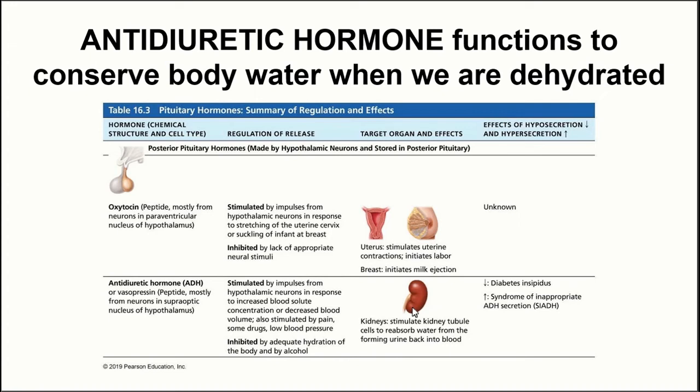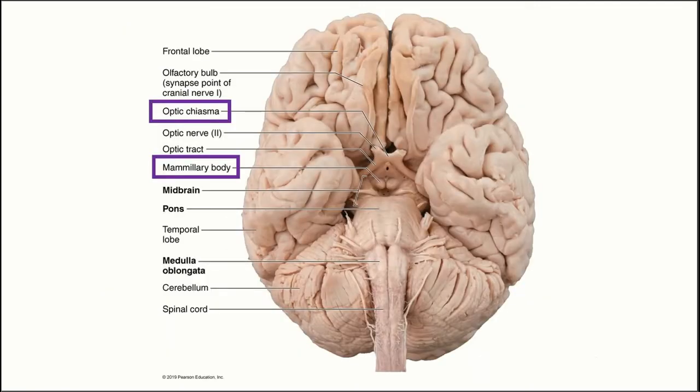At the same time, though, because we have water being added back to the blood, this actually causes our blood pressure to rise. And so this is why ADH is also referred to as vasopressin, because not only does it conserve body water, but it also functions indirectly to increase blood pressure. So those are the major functional areas of the hypothalamus and major functional structures.